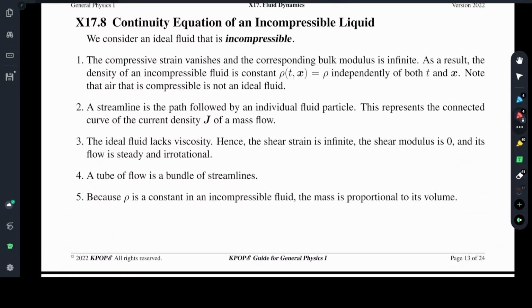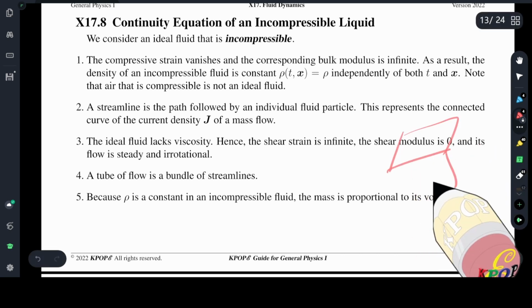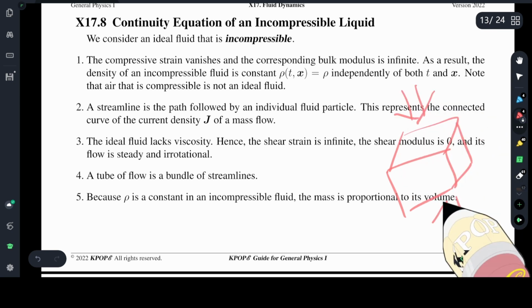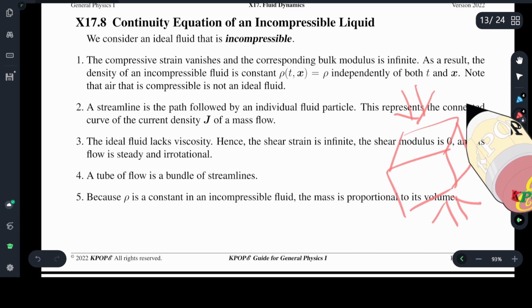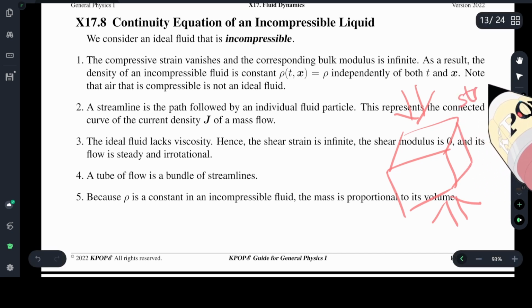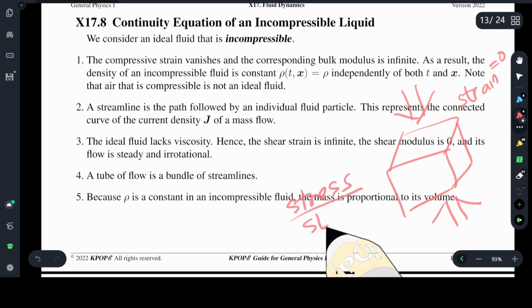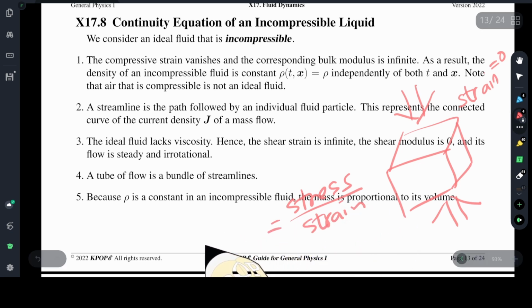So let us apply this continuity equation to an incompressible liquid. Incompressible liquid: if I apply compression stress, there is no strain. Strain equals 0. So stress over strain is the bulk modulus, a negative value bulk modulus.